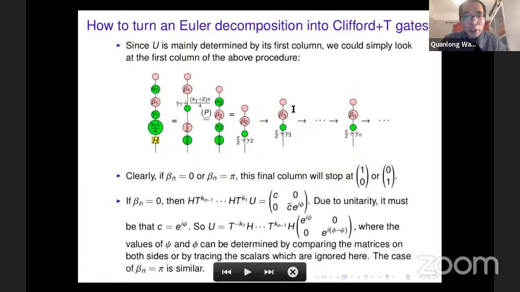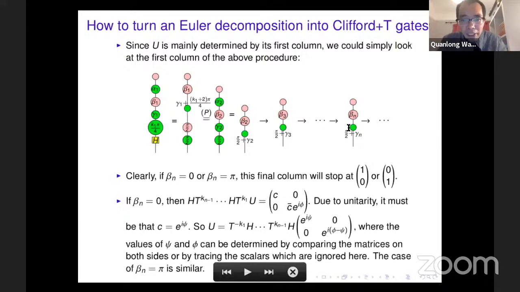To analyze this, we want to look at it in a simple way, because a unitary can be determined basically by its first column. That means we just plug a red dot here, which represents the vector (1, 0), and then you do the above procedure to see what you get for the first column. And similarly, you do this again and again. You can find there is a pattern. And so I will denote for each modification, you get beta 2, beta 3, and beta n, and so on.